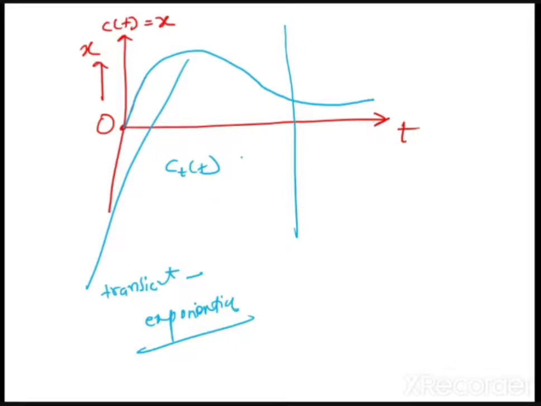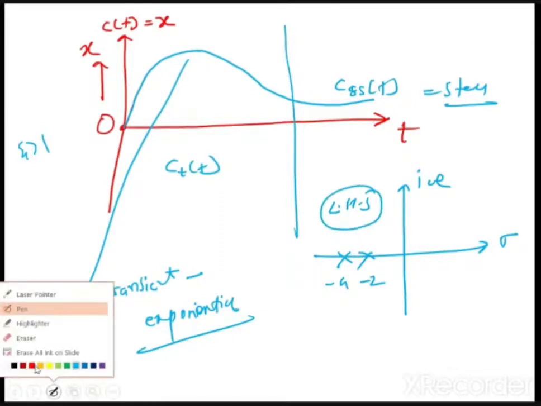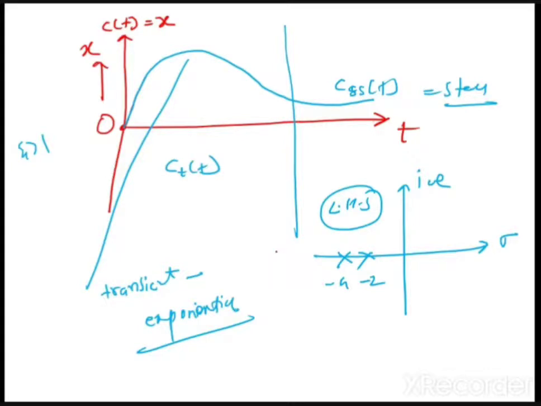Why is the output varying exponentially? Because here zeta is greater than 1, and the roots are real, unequal, and negative. And here this is nothing but c of t steady state, which means the output is at steady state. Now you can see in the graph I have shown you, in the S plane, the roots are located here, at -4 and -2, let us say, on the left hand side of the S plane. Roots located on the left hand side of the S plane means your system is absolutely stable.